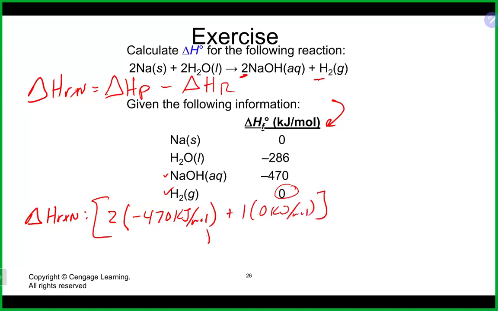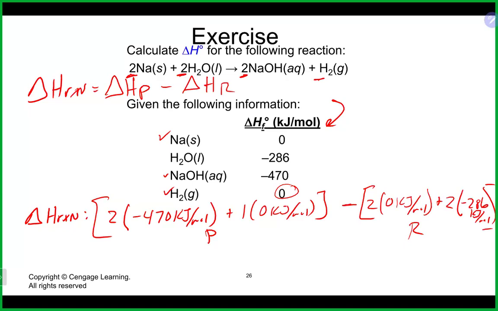That basically takes care of all my products. I'm going to do basically the exact same thing with my reactants. I'm going to subtract everything there. On our reactant side, we have 2 sodiums, so we'll take 2 times the value of sodium, which is 0, as it's in its natural state, uncombined. We will add it to our second reactant, which is water, with a coefficient of 2, times the value there of minus 286 kilojoules per mole. And that is going to take care of all of our reactants.